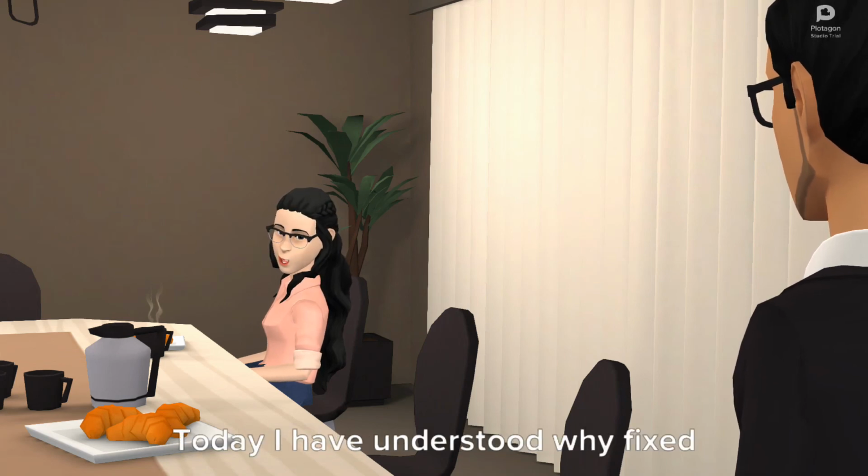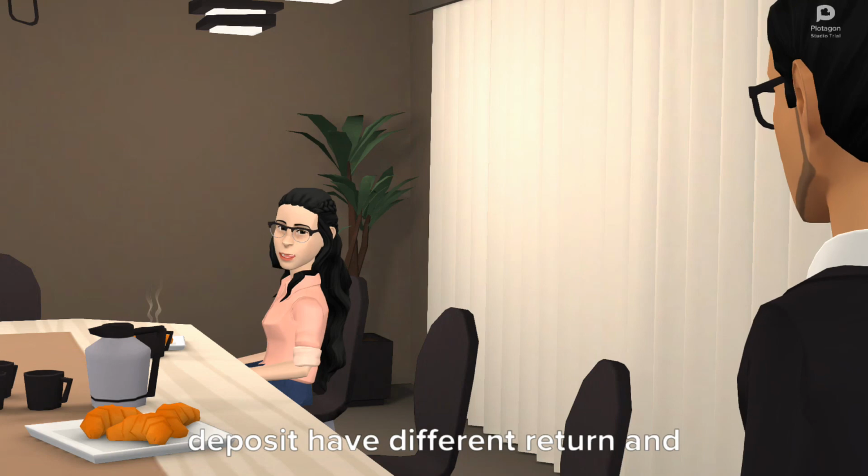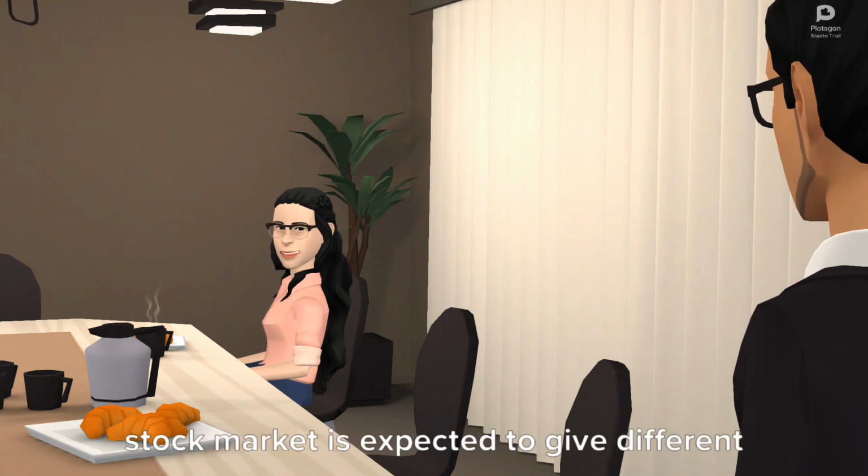Today I have understood why fixed deposits have different returns and the stock market is expected to give different returns.